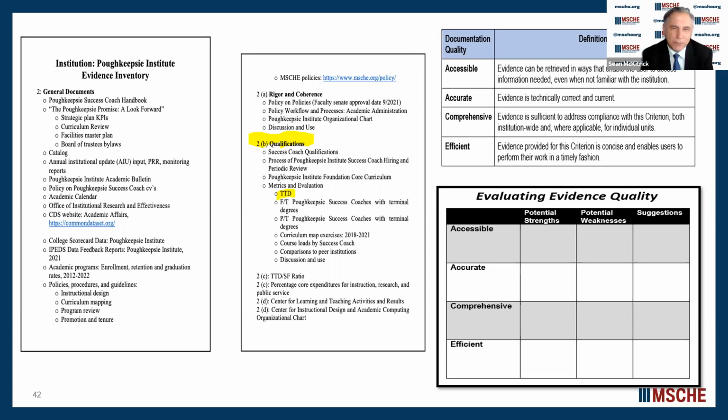Great, thank you. All right, let's get to work. Several of you have already written in comments. That's wonderful. So go ahead. We're going to give you about 3 to 4 minutes to think about it, look at accessibility, accuracy, comprehensiveness, and efficiency, and look at items in Poughkeepsie Institute's evidence inventory and see if you can see anything. Give you a couple of minutes.